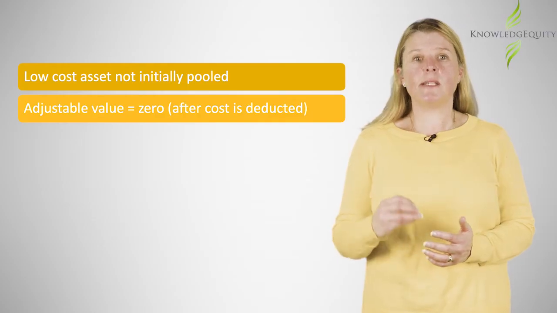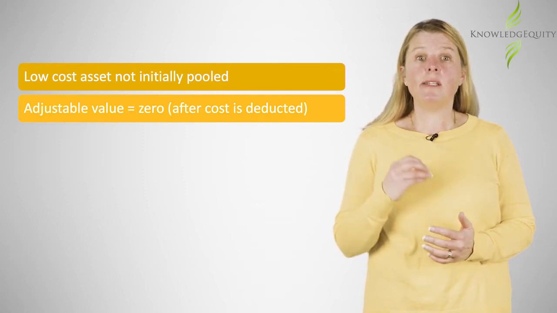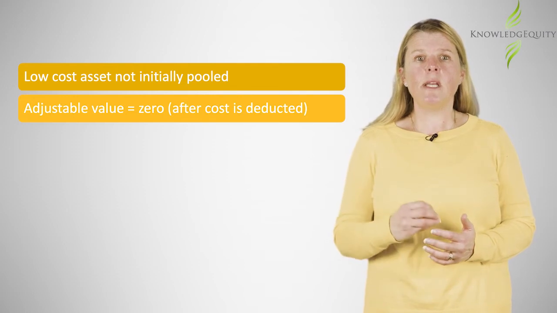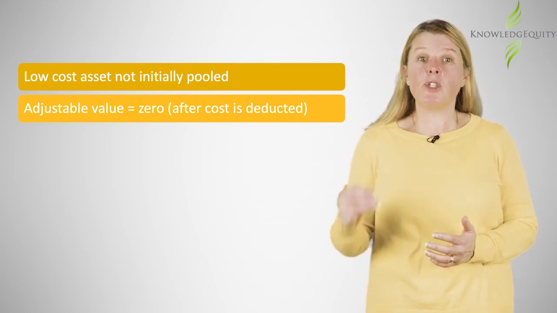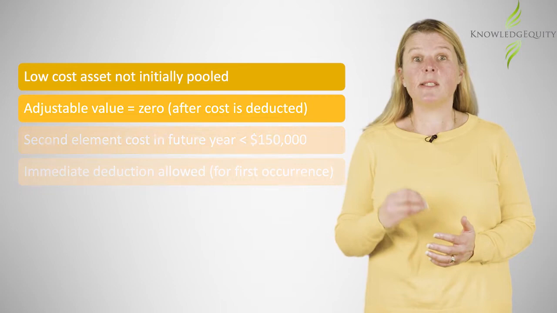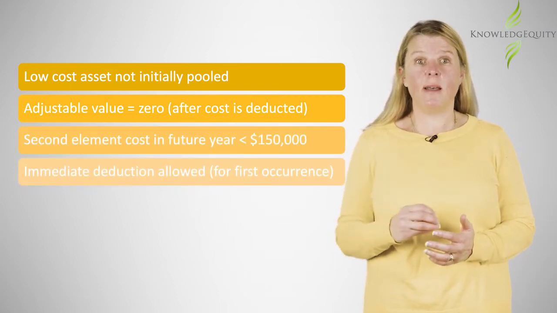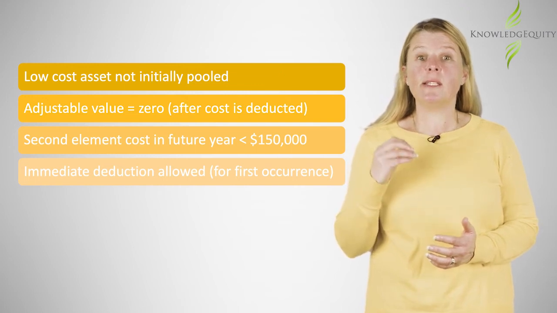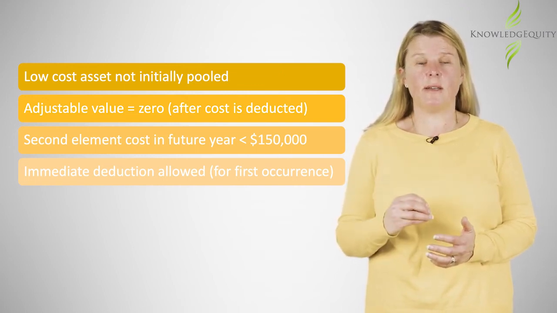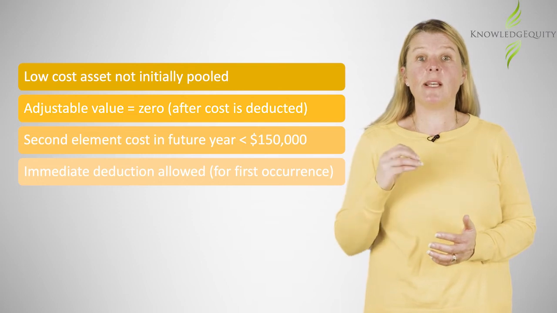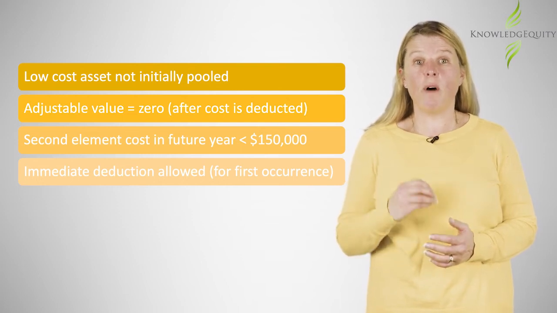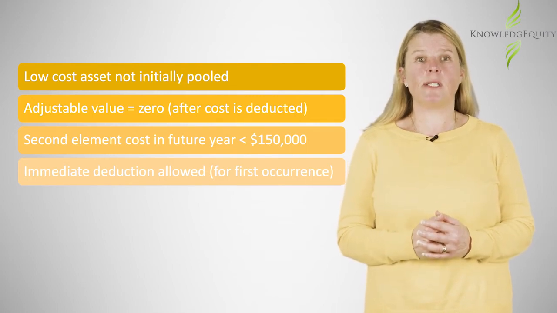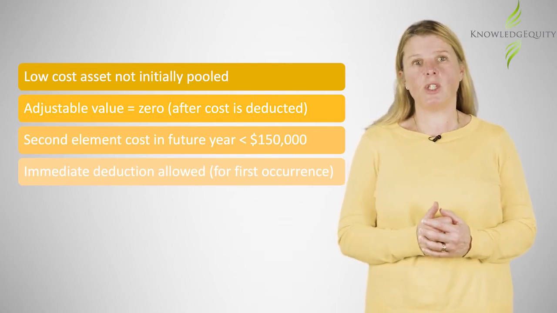Where a low-cost asset is not initially pooled and its adjustable value is zero after the cost is deducted, we need to be aware of the tax treatment for future year enhancements. That is, if in a subsequent year, an amount less than the immediate write-off threshold is included in the second element of cost of that asset, then an immediate deduction is allowed for the taxable use percentage of that cost. Note that this is only for the first occurrence in the year after installation.